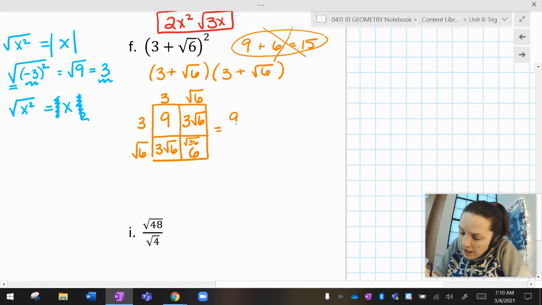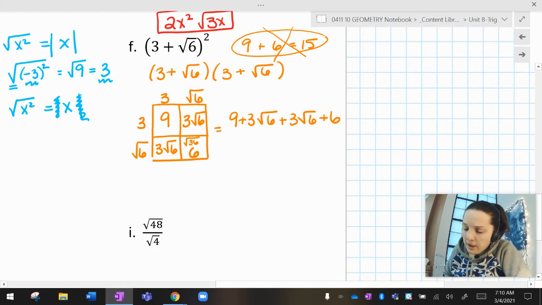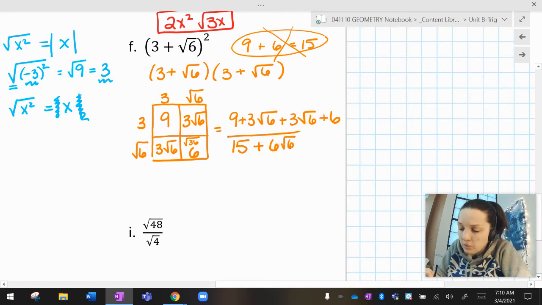When you multiply a radical by itself, the square root just disappears. And so then I have 9 plus 3 root 6 plus 3 root 6 plus 6. And if I combine like terms, the 9 and the 6 make 15. 3 root 6 plus 3 root 6, you say, well, I have 3 radical 6s plus 3 more radical 6s for a grand total of 6 radical 6s.